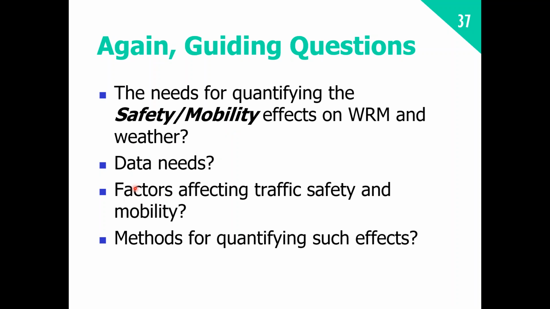We also talked about the data needs. We also talked about the factors affecting traffic safety and mobility. One of the critical factors that we found was the RSI, which is a friction-like measure that represents the surface condition or surface states. We also talked about a few different methods for quantifying such effects, using aggregate or disaggregate approaches, or for quantifying the impact on traffic mobility. We also talked about the microscopic modeling approach, very briefly, and also the macroscopic modeling approach.